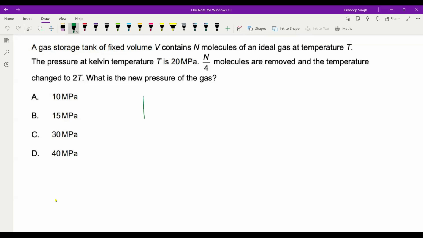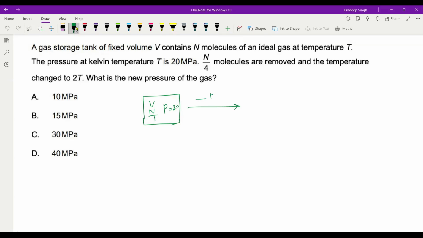Here we have a tank of fixed volume V, which contains N molecules of the gas. So let's say V is the volume and capital N is the number of molecules. T is the temperature. Now the pressure at Kelvin temperature T is also given as 20 megapascals. Now N by 4 molecules are removed out and the temperature is changed to 2T.